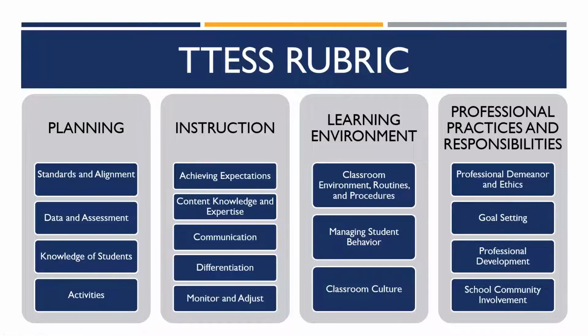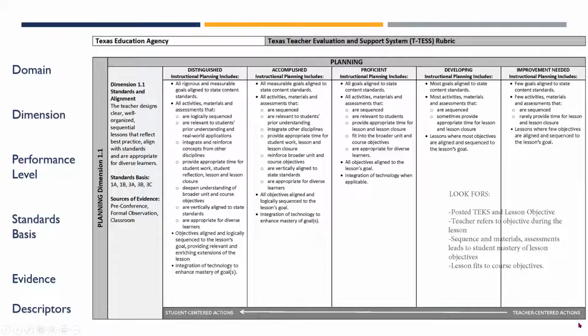And we're going to dive deeper into the rubric on the next slide. So we're going to discuss these 6 areas: domain, dimension, performance levels, standards basis, evidence, and descriptors.